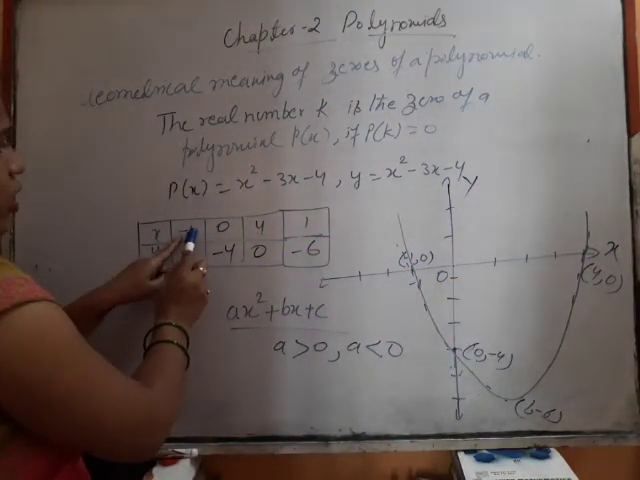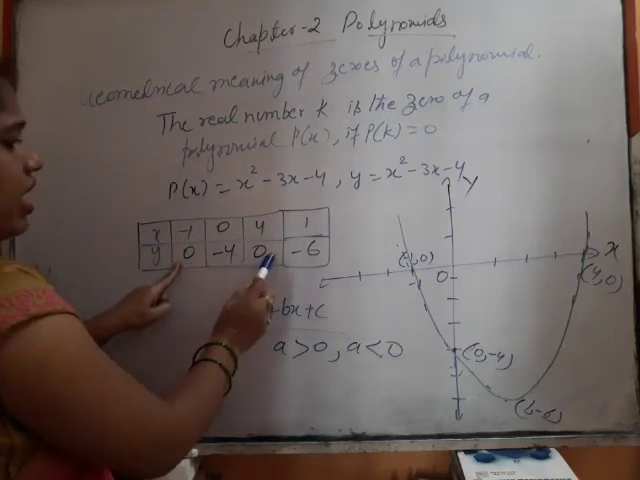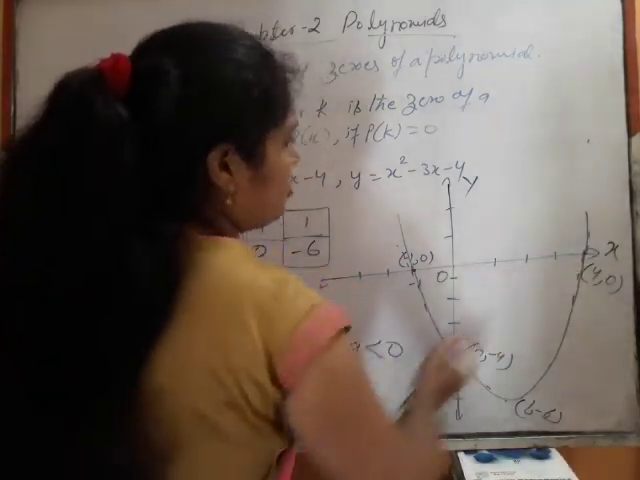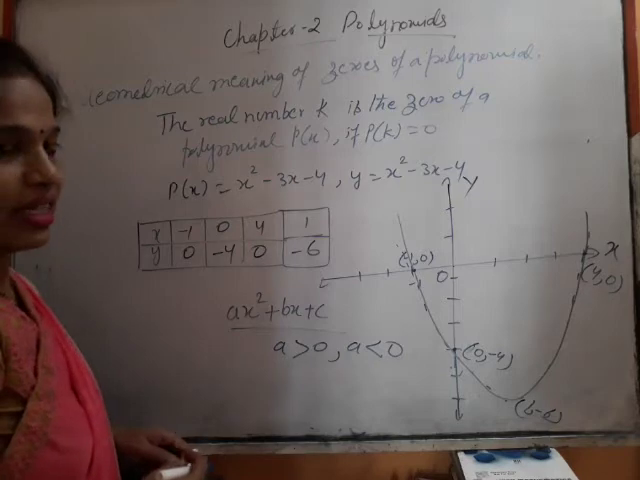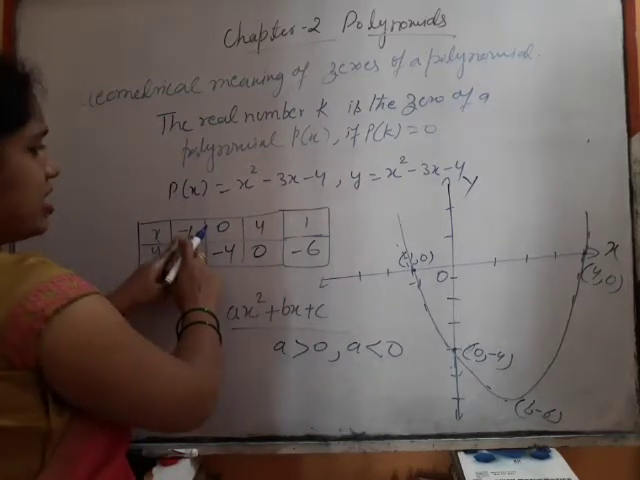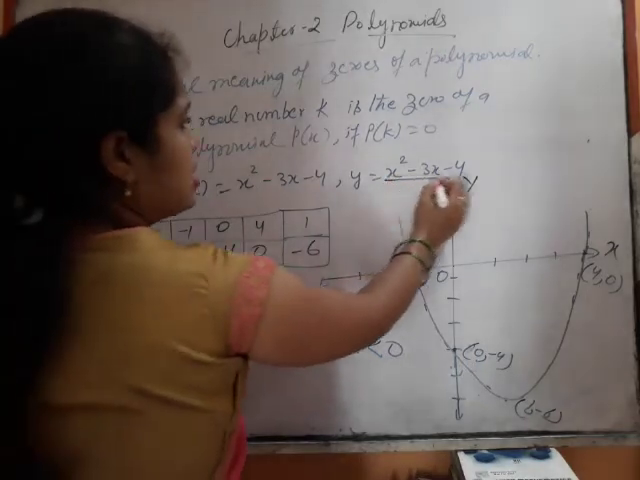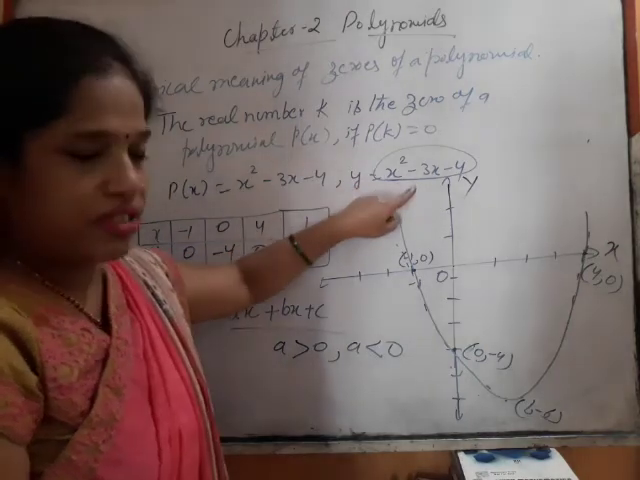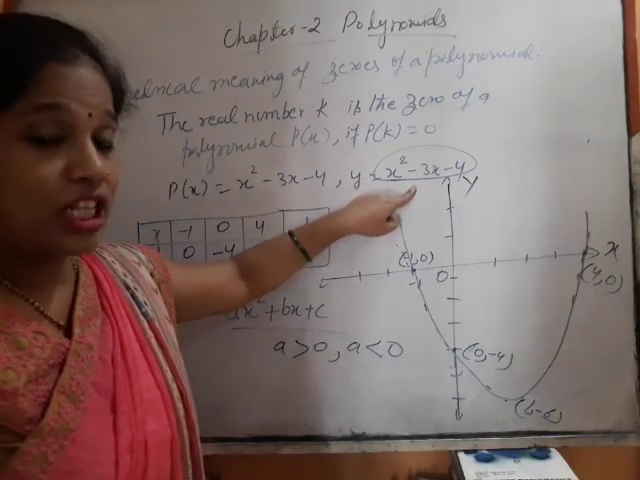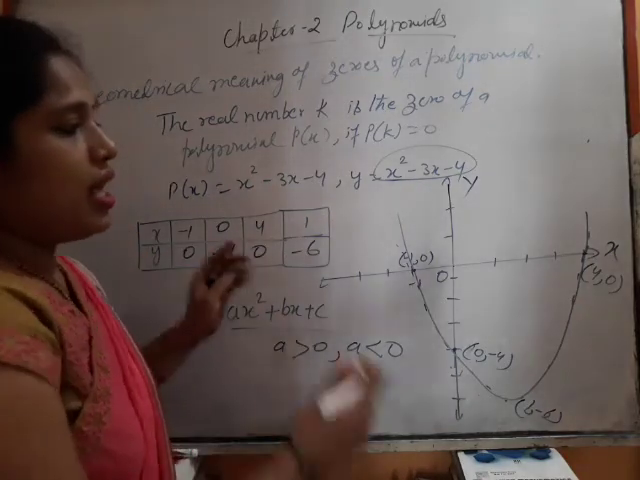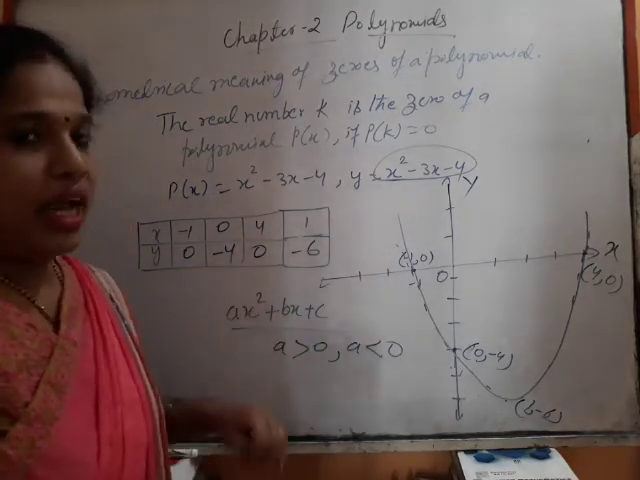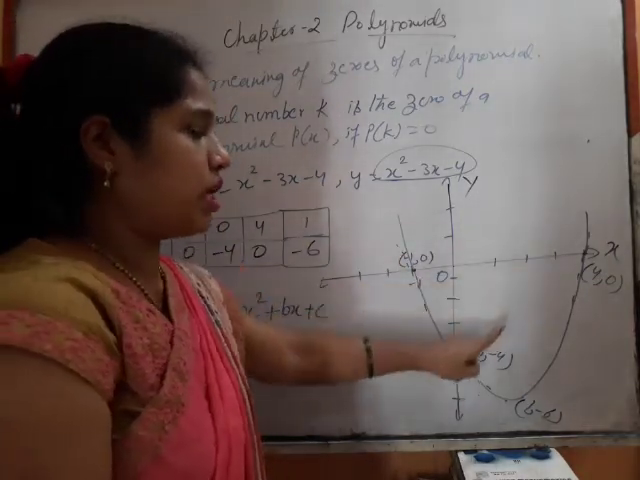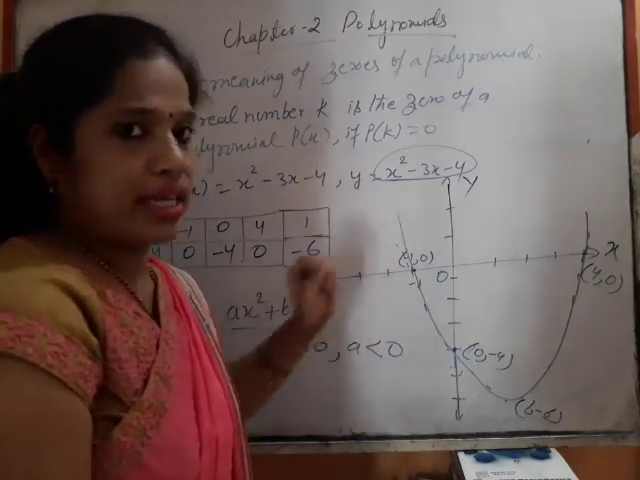Here at x values minus 1 and 4, we are getting y value as 0. So this is the point, and this is the point where the graph is intersecting the x-axis, and x equals minus 1 and x equals 4 are the zeros for this polynomial. That means x equals minus 1 and x equals 4 will satisfy this polynomial. So we can say that the zeros are the x coordinates of the points of the graph of this equation where it intersects the x-axis.